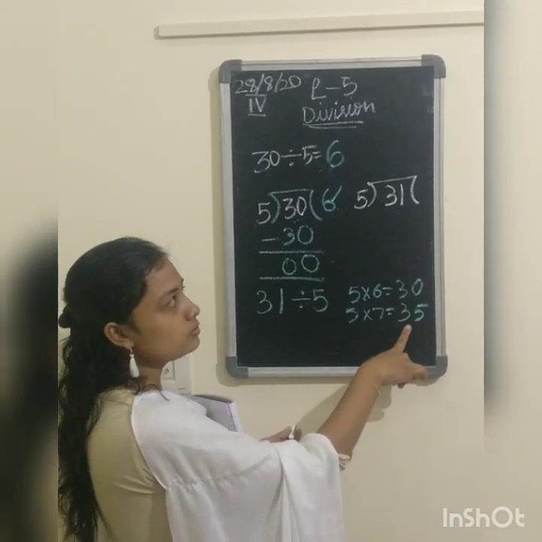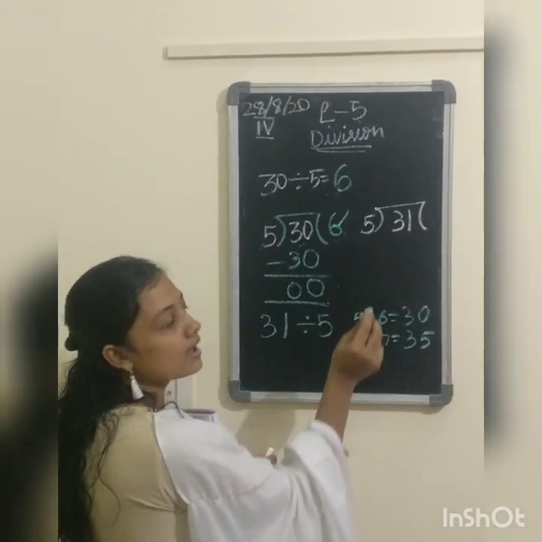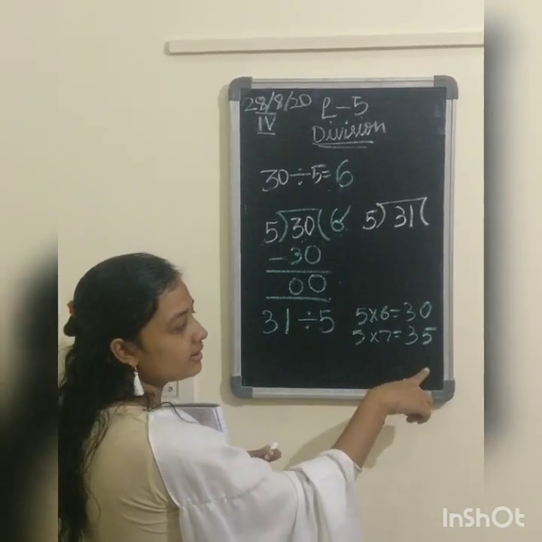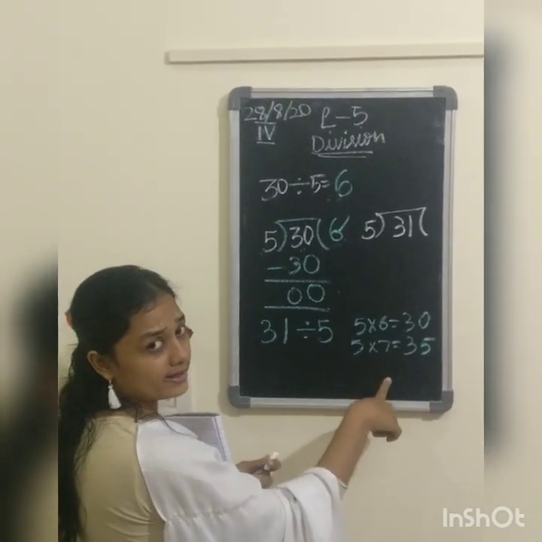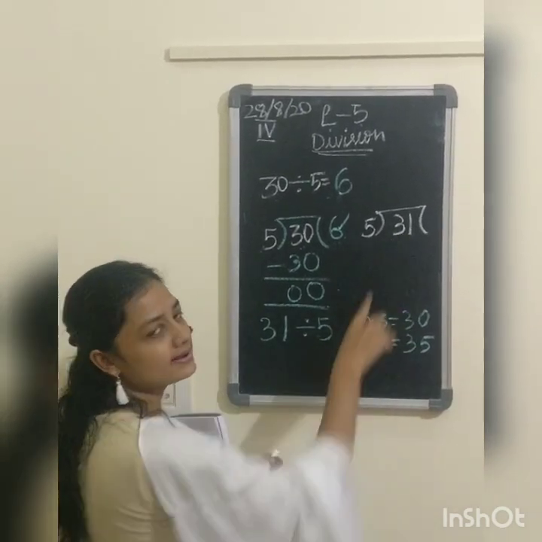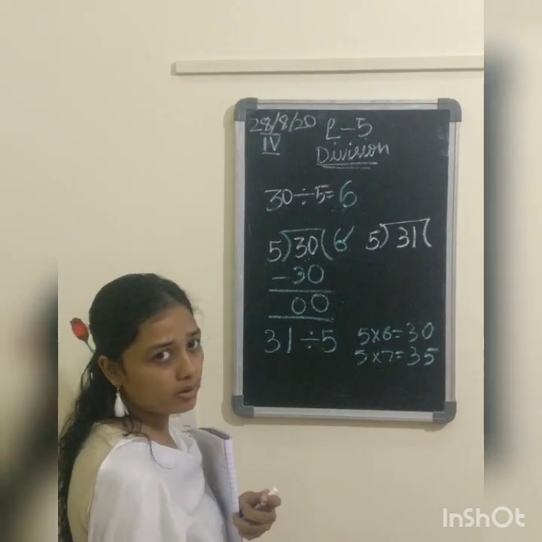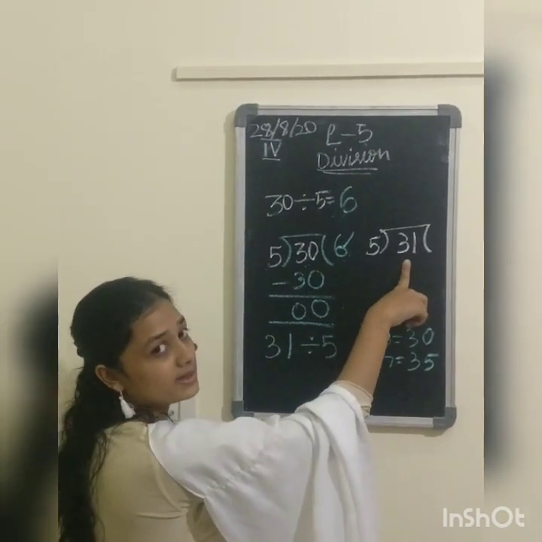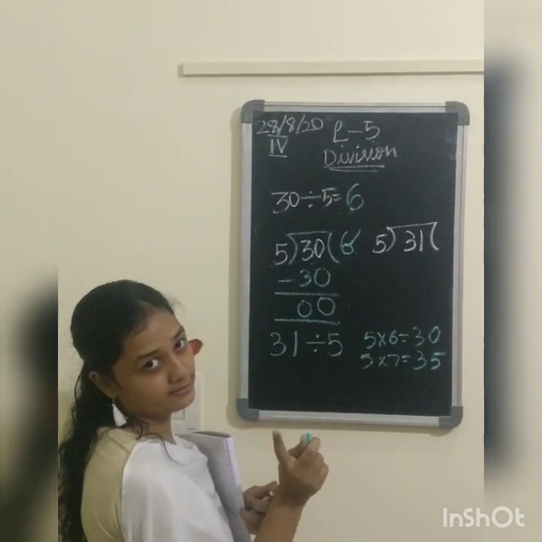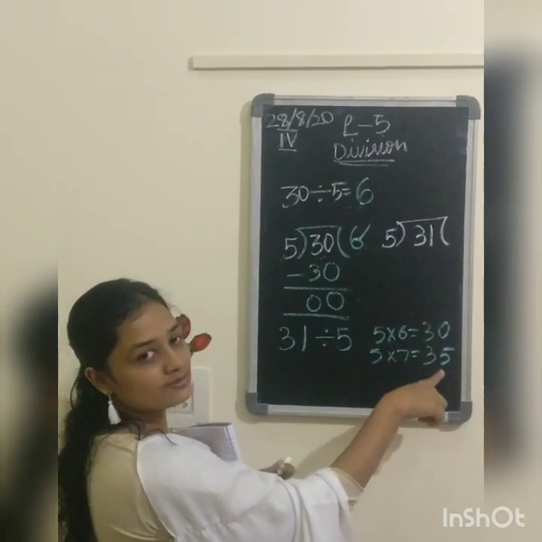35 is more than 31. Then if I count 5 8s or 5 9s, I'll get a bigger number than 31, which I don't want. I don't want a number bigger than 31. I want 31 or less than 31. So which is less than 31 here?